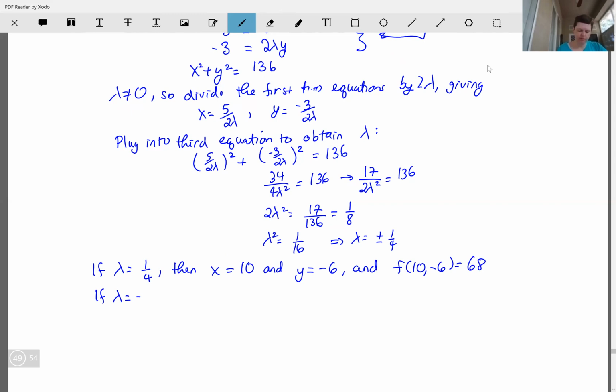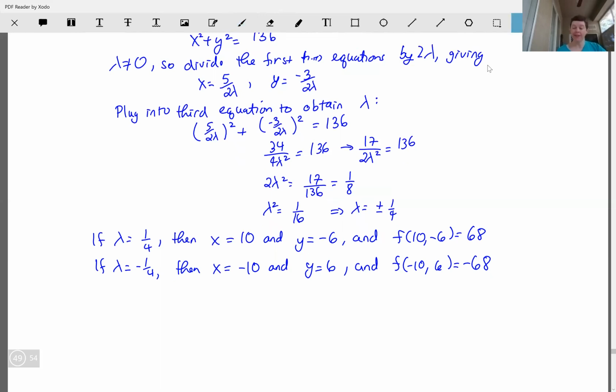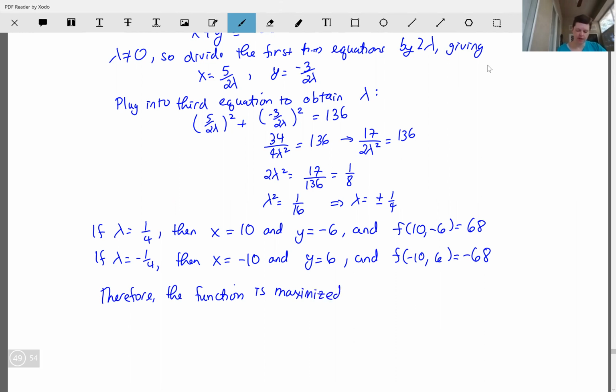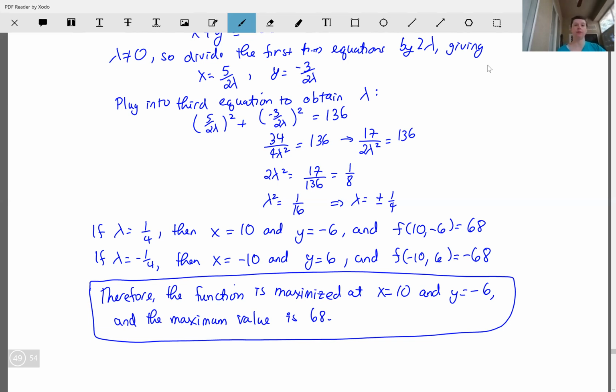If lambda is negative 1/4, then x is going to equal negative 10 and y is going to equal positive 6. And if I evaluate f at negative 10, 6, I'm going to get negative 68. Since we were trying to maximize the function, I'm going to go with the first one. So, therefore, the function is maximized at x equals 10 and y equals negative 6, and the maximum value is 68.